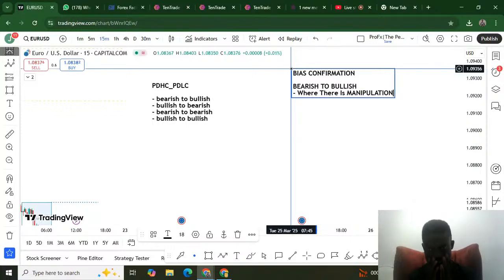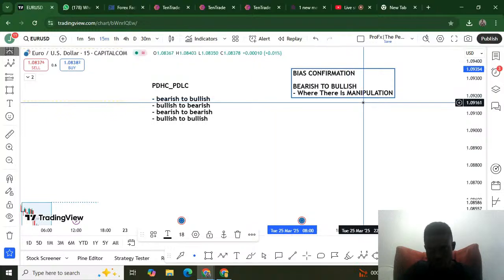Now pay attention carefully. For a bearish to a bullish variance where there is manipulation, what do we expect to see? Because we know that when we have bearish, it means that price closed bearish for the previous day, right? So we are in the close. We open up, we close down. Now for there to be a manipulation, it means price will first trade below the close. Okay, price will first trade below the close, then we now distribute.